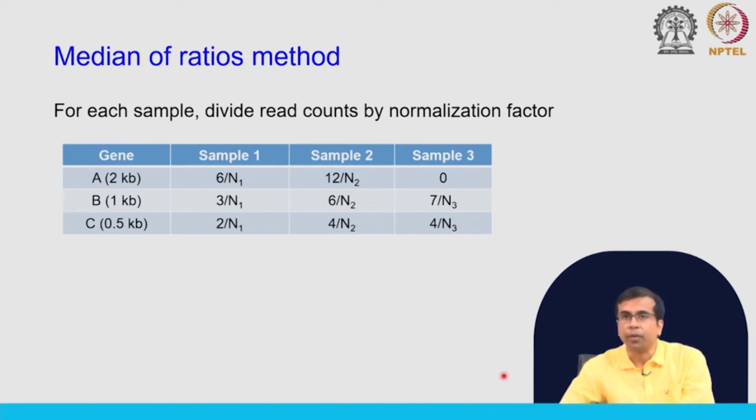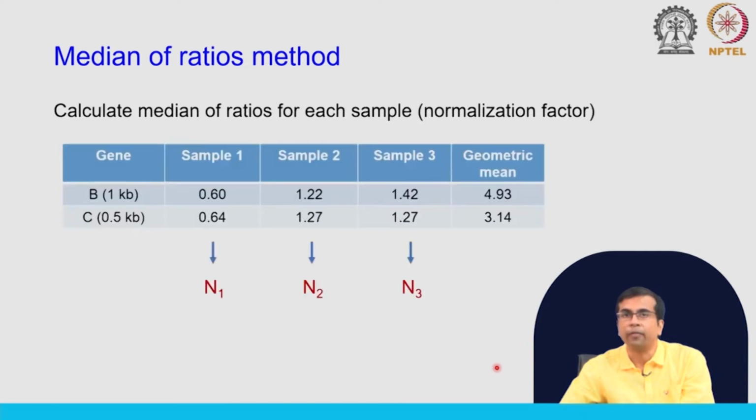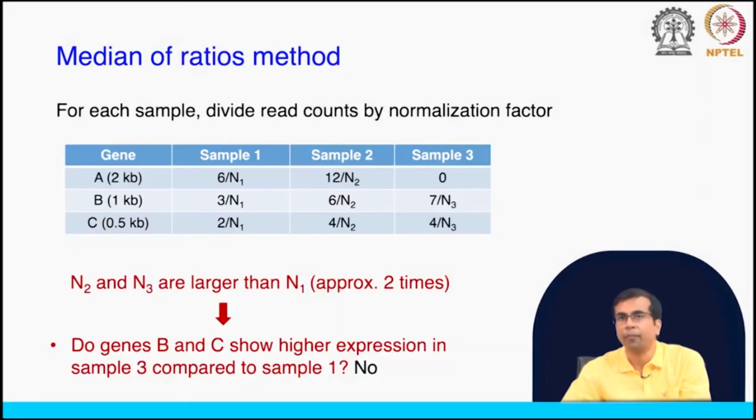One of the things you probably realize if you go back to this table is that the median for sample 2 and sample 3 would be higher compared to sample 1. It will be almost twofold, approximately 2 times higher. Again, it does not make sense with such a small example, but if you think for a moment, N2 and N3 will be larger than N1 in this example, approximately 2 times.